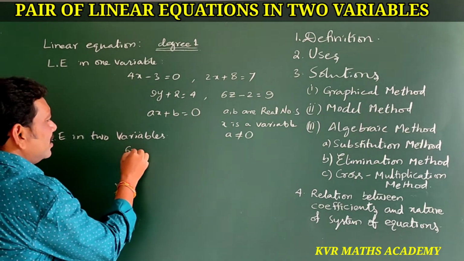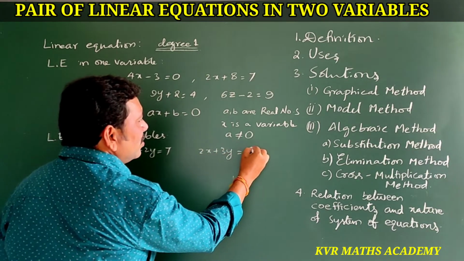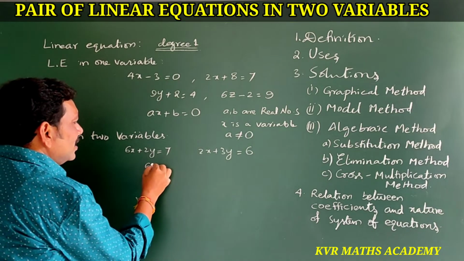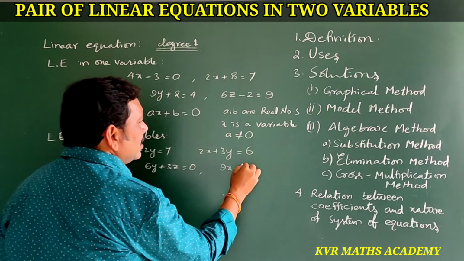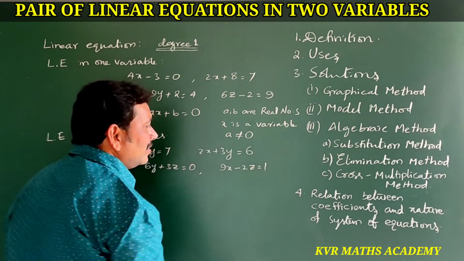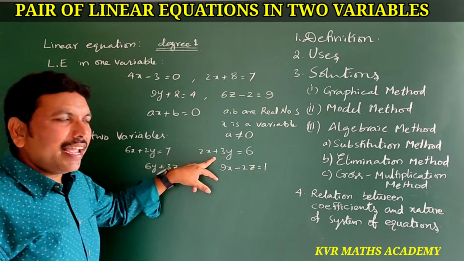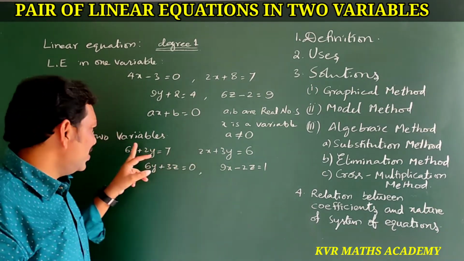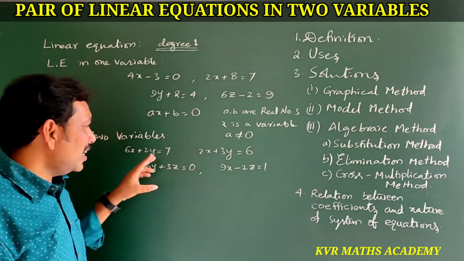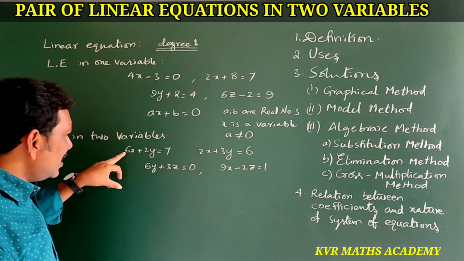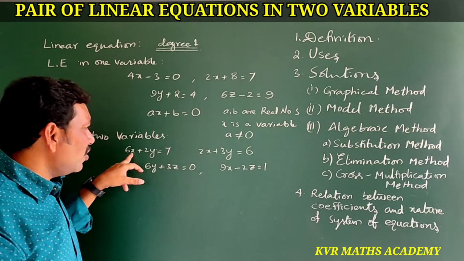Suppose 6x plus 2y is equal to 7, 2x plus 3y is equal to 6, 6y plus 3z is equal to 0, 9x minus 2z is equal to 1. These are all linear equations only. Why? Here the highest power is 1 only: x power 1, y power 1, y power 1, z power 1, x power 1, z power 1. That's why these are all linear equations, consisting of two variables in each equation. See here, this consists of two variables x and y.